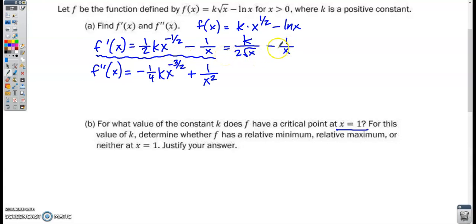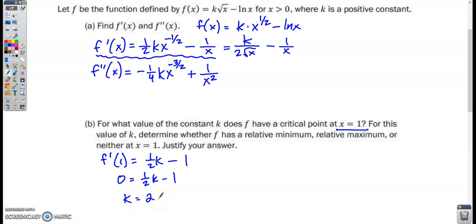If I substitute 1 into this function, I get that f prime of 1 is equal to 1/2 k minus 1, because this right here becomes 1/2 k, this right here becomes 1. And so in order for there to be a critical point there, that's got to be equal to 0. And I solve this for k. I get k is equal to 2.